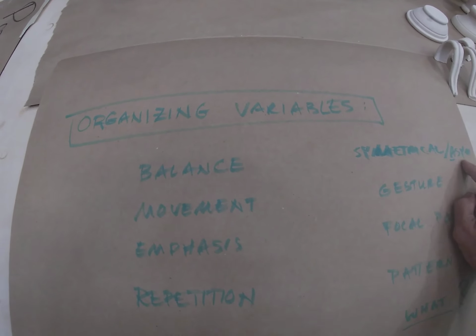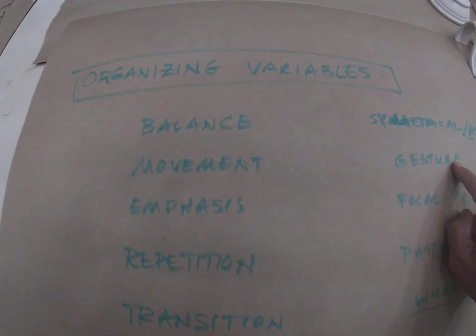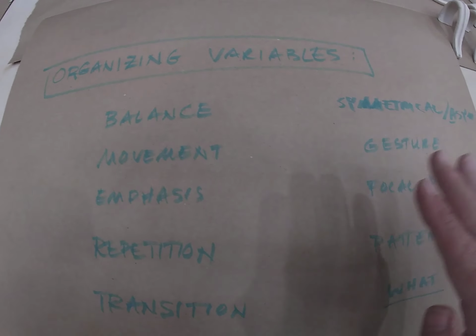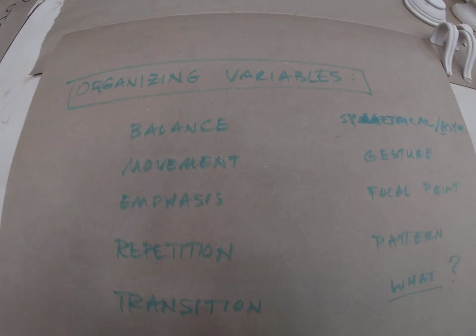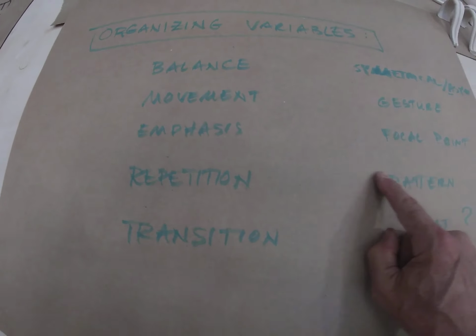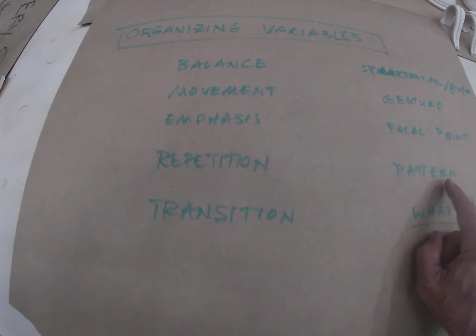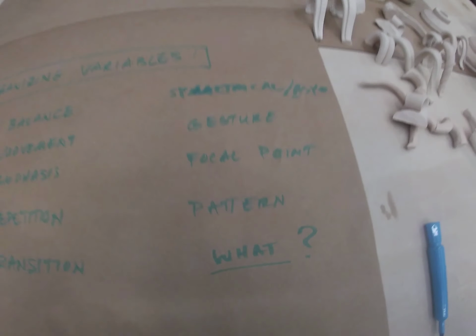Movement is some kind of gesture, some sense of something moving from here to there, even if a 3D object is obviously not moving. Emphasis, a synonym for that is focal point. Repetition, a synonym for that is pattern, or something that repeats. And then transition. Repetition, just so you know, is my favorite. I think it's the one that makes or breaks most compositions.